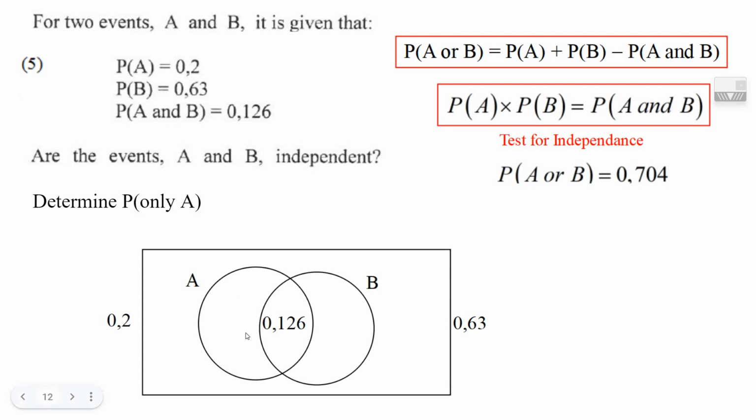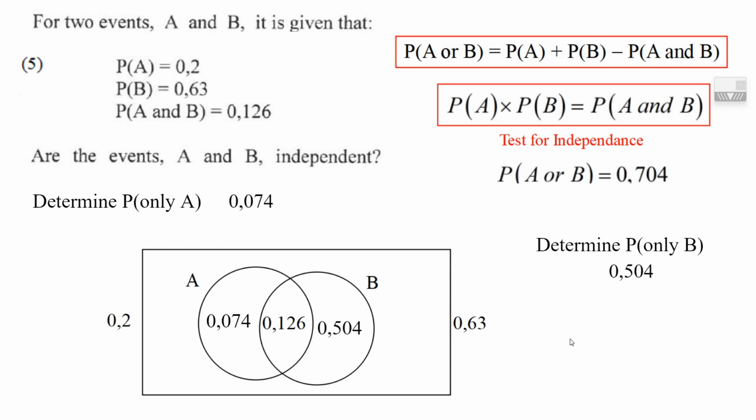That means only in this spot right here. Well, then you're going to have to subtract, because this plus this 0.2, you can't put it in the Venn diagram. You've got to subtract the intersection from 0.2, and that's how you get the 0.074. And what about the probability of only B? Well, you know that B is 0.63. You got to subtract the intersection here, and you get that answer.